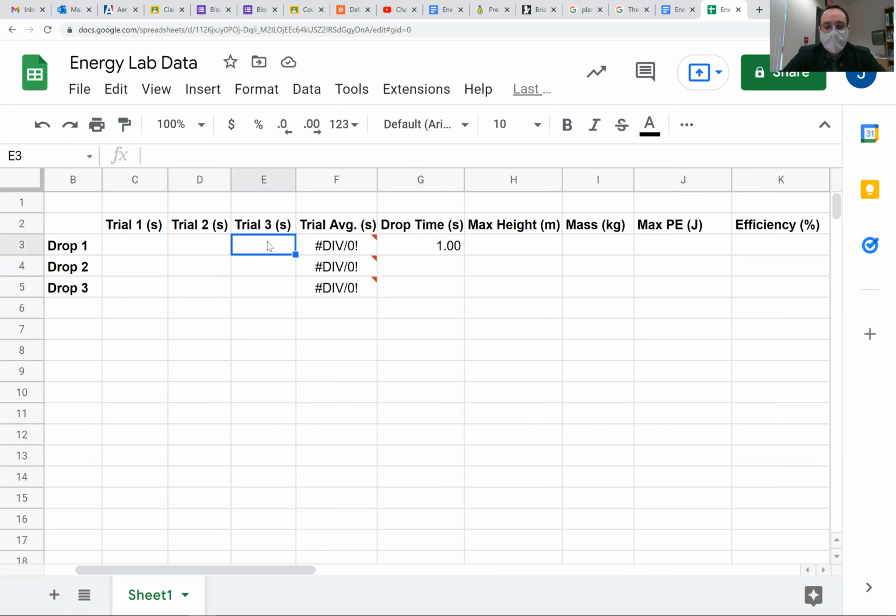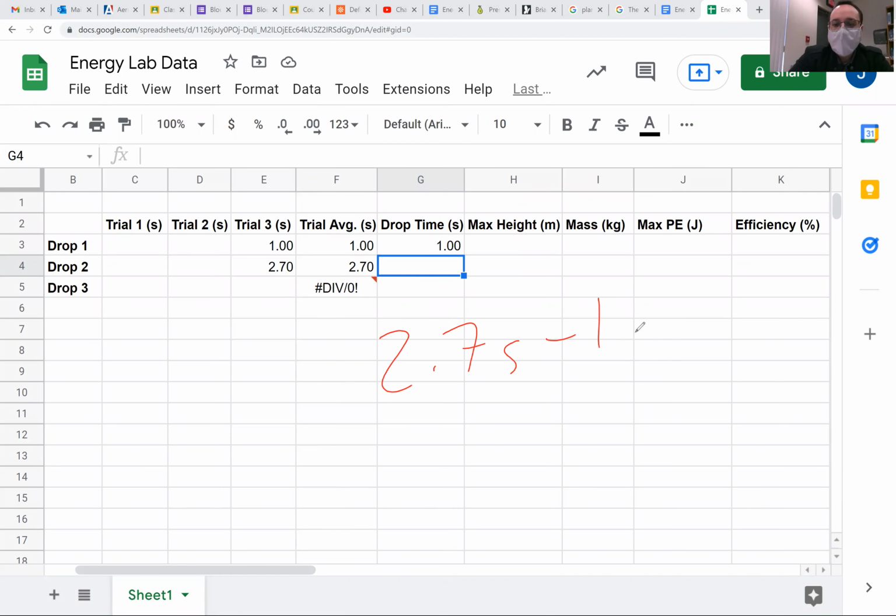So let's say that on trial 3 here, I got 1.0. And then on trial 2, I got roughly 2.7. What we'd have to do in this sort of situation is 2.7 seconds minus 1.0 seconds. That's going to give us 1.7 seconds, right? But those 1.7 seconds are the time that it takes the ball to go from the ground all the way to some top point and then back down again.